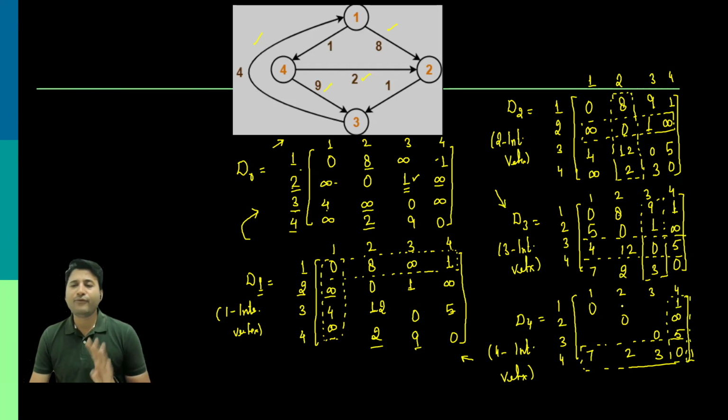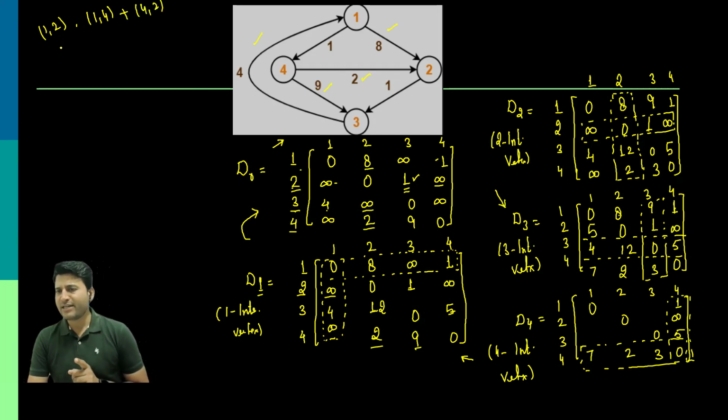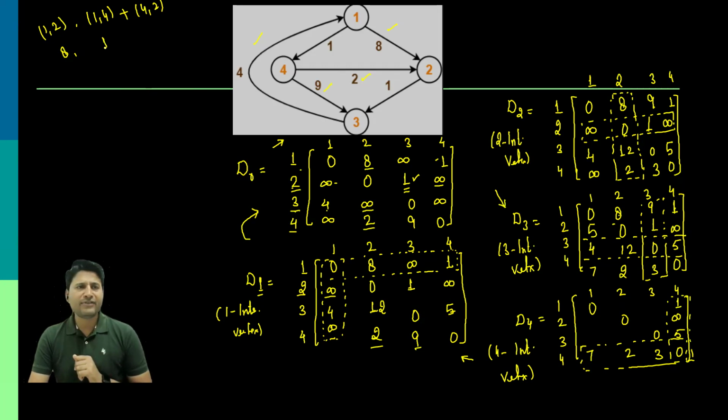Entry 1, 2, making 4 an internal vertex. So 1 to 2 becomes 1 to 4 plus 4 to 2. How much is the distance 1 to 2 in D3? Yes, you can see it is 8. What is 1 to 4? It is 1. What is 4 to 2? It is 2. So the minimum of 8 and 2 plus 1, which is 3, is 3. So this entry will be replaced by 3.